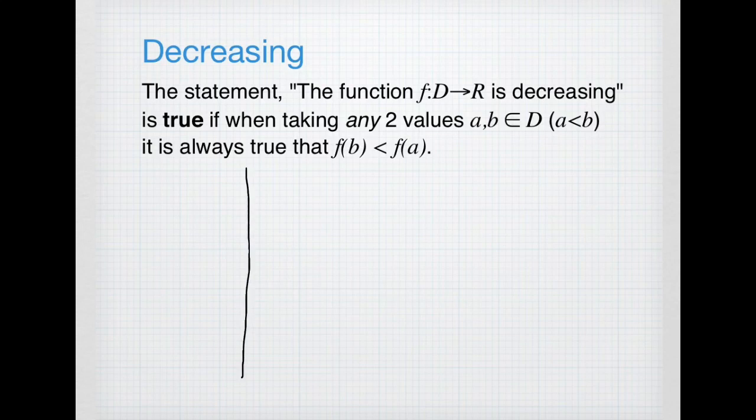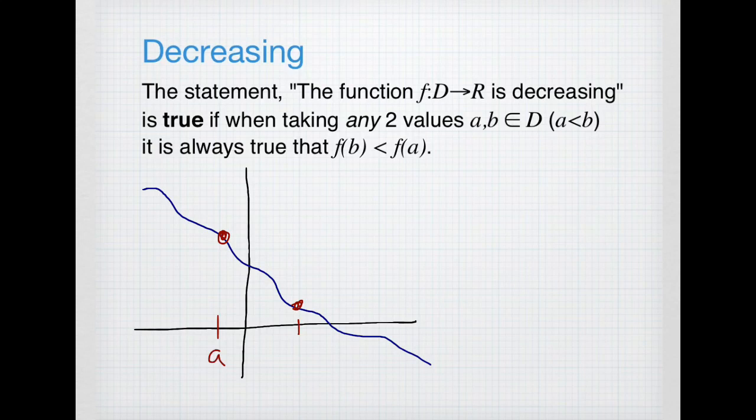We have our axes, and so there's our x and our y-axis. We'll draw our graph. It's decreasing. It's your intuitive idea of a decreasing function. And now let's imagine taking any two points. Pick two points at random. Here's one. Here's another. That means that I've picked a and b. A is to the left of b. And the value of the function at b is below the value of the function at a.